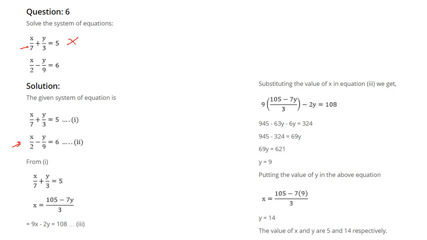Multiply this by 7 into 3, that is 21. When you multiply x by 7 into 21, 7 3s are 21, so you get 3x. Now y by 3 into 21, 3 7s are 21, so you get 7y. And 21 into 5 is 105. This is one equation. Second equation is like this.